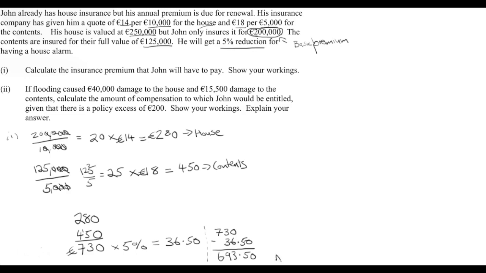So the answer for part 1 is 693 euros and 50 cents. That is the premium he is going to have to pay for both the house and the contents insurance.